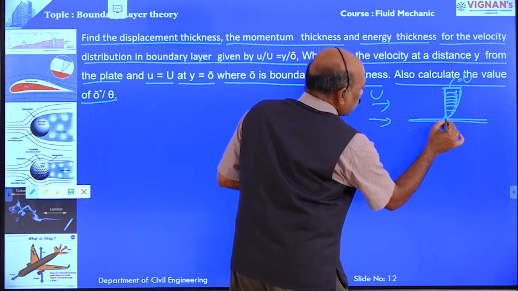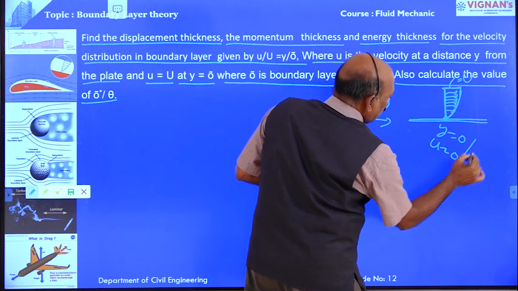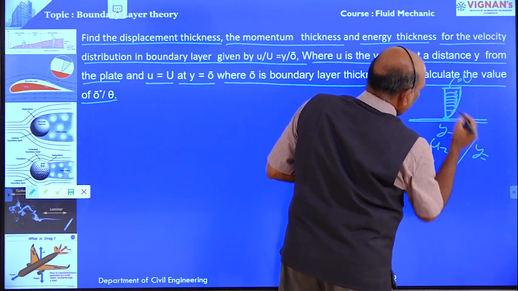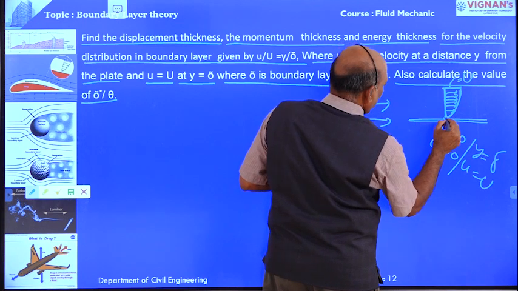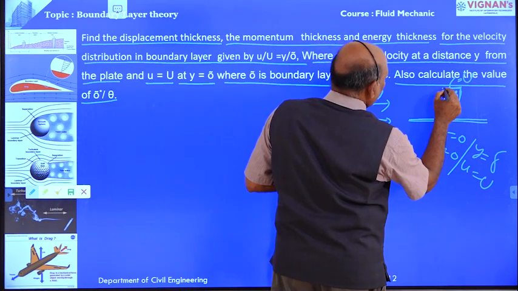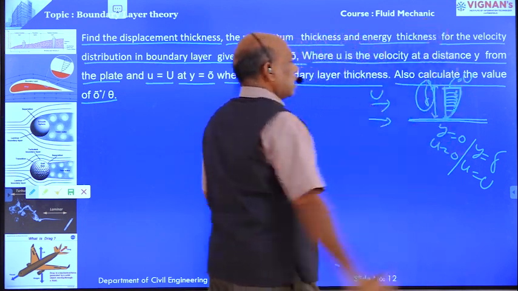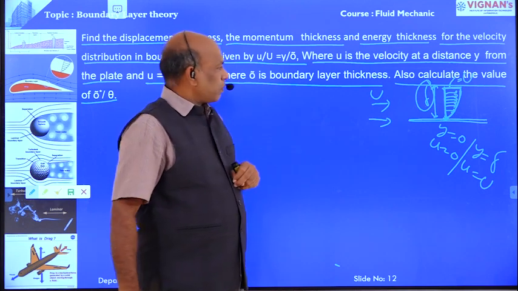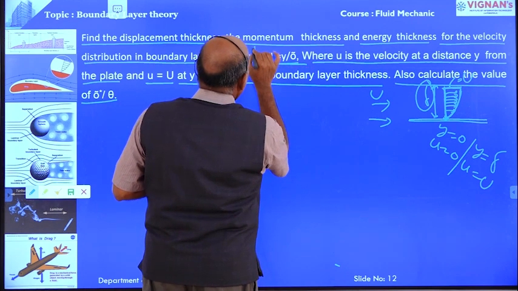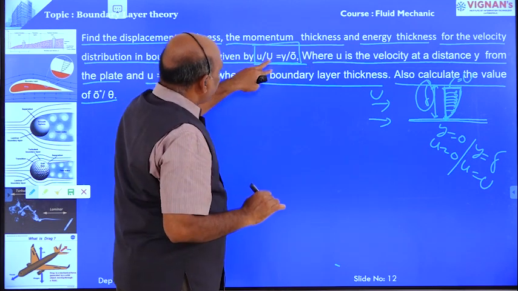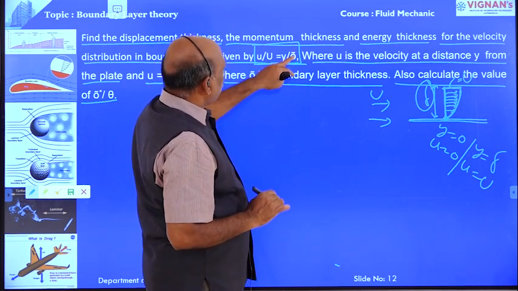The velocity at y equal to 0 is equal to 0, and at y is equal to delta, velocity is equal to capital U. That means at y is equal to 0, this is the point. At y is equal to delta, this is the point. The velocity is equal to capital U. This is known as the boundary layer thickness. Right? They have given the relation small u by capital U equal to y by delta.